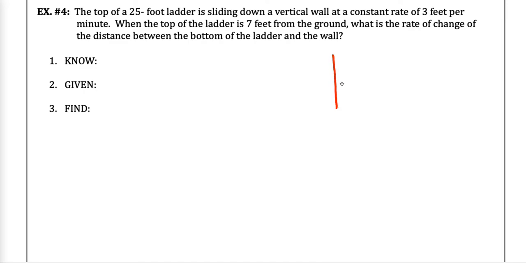So I'm going to draw this one to help me out here. So there's the wall. There's the ground. There's my 25-foot ladder. And apparently the ladder is not changing size. I'm guessing the ladder's too far away from the wall, so it's sliding down. So the top of that ladder is moving downwards. The bottom of that ladder is moving to the right. And that's kind of what we're working with.